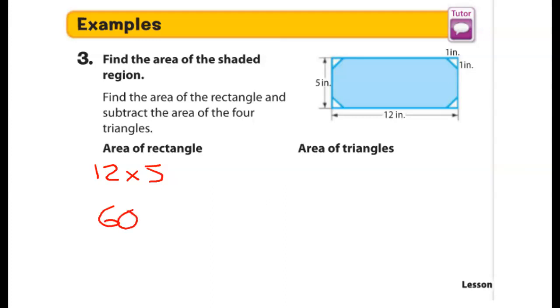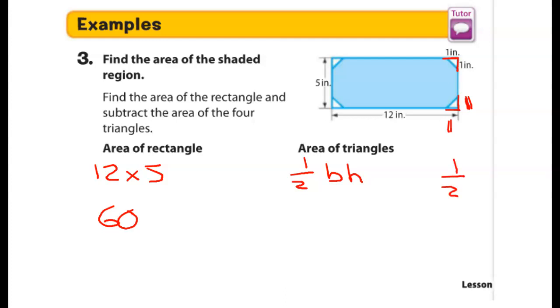Now the area of a triangle is just 1/2 the base times the height. So if it's 1 from here to here, it's also 1 from here to here. And if it's 1 from here to here, it's also 1 from here to here. So the base is going to be a 1, and the height is going to be a 1, and then we're going to take half of that, right? Area of a triangle is 1/2 the base times the height. So base times the height is going to be 1 times 1. So 1 times 1 gives me 1, and let's take half of that. And if we take half of 1, we get a half.